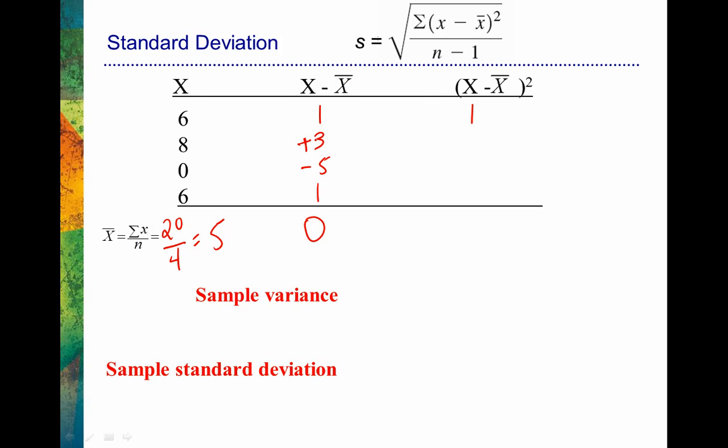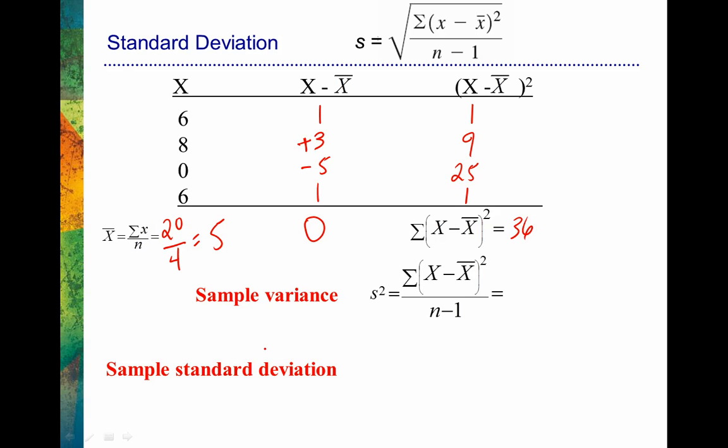1 squared is 1, 3 squared is 9, negative 5 squared is 25, 1 squared is 1. All right, do I have a column labeled with what I'm being asked to sum up? Yes, I do, so I can sum them up. 1 and 9 is 10, 10 and 25 is 35, and 1 is 36. So in this case, our sum of the squared deviation scores equals 36.